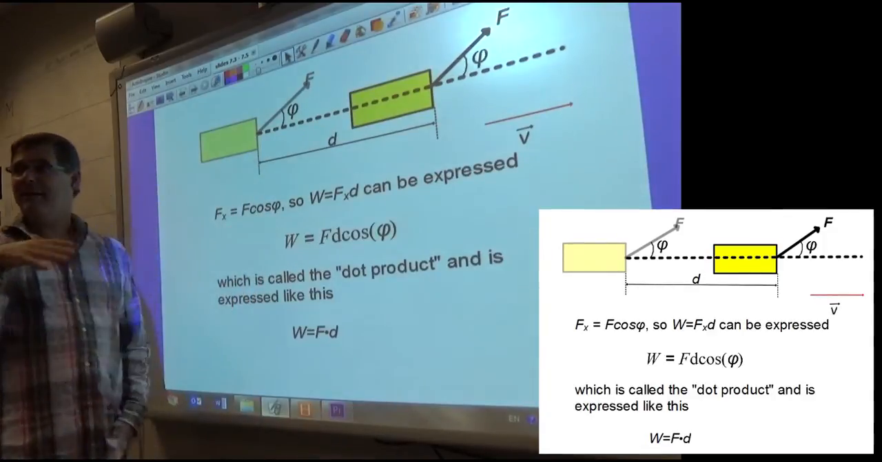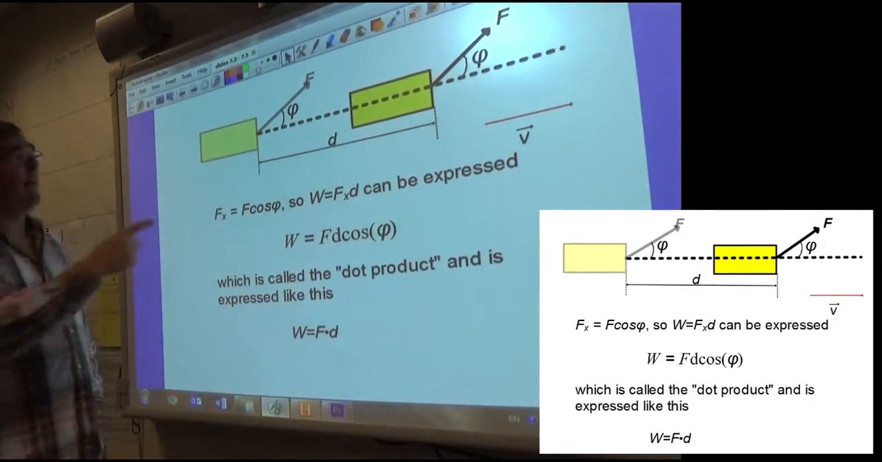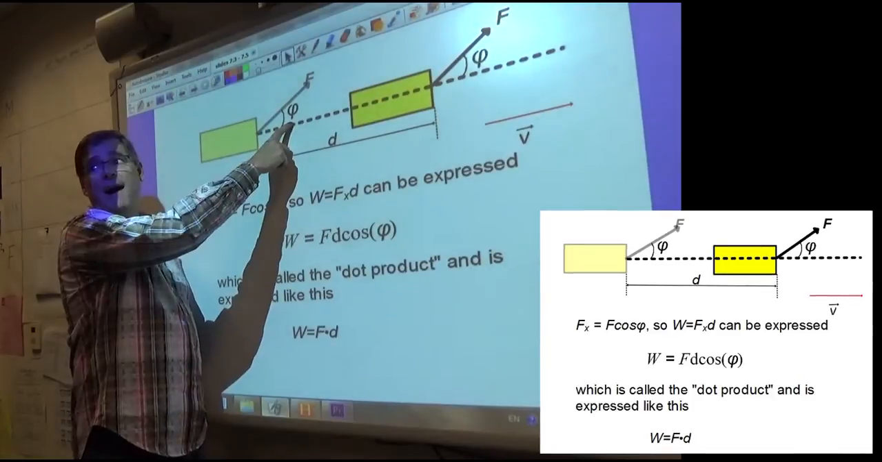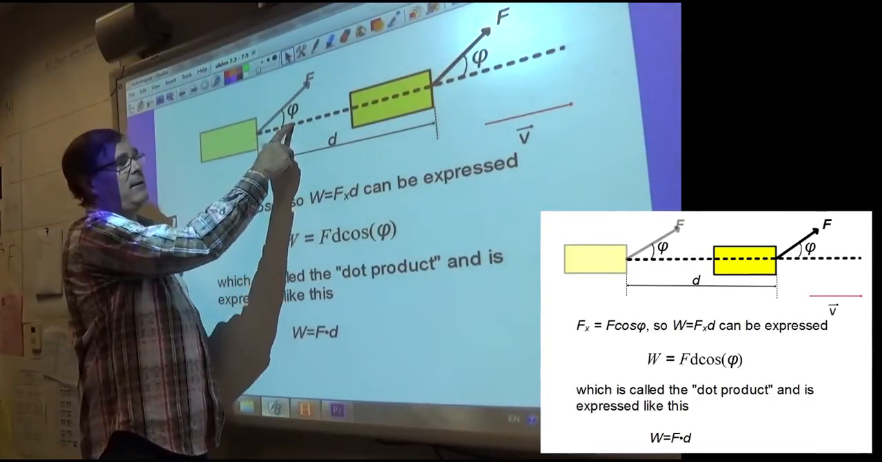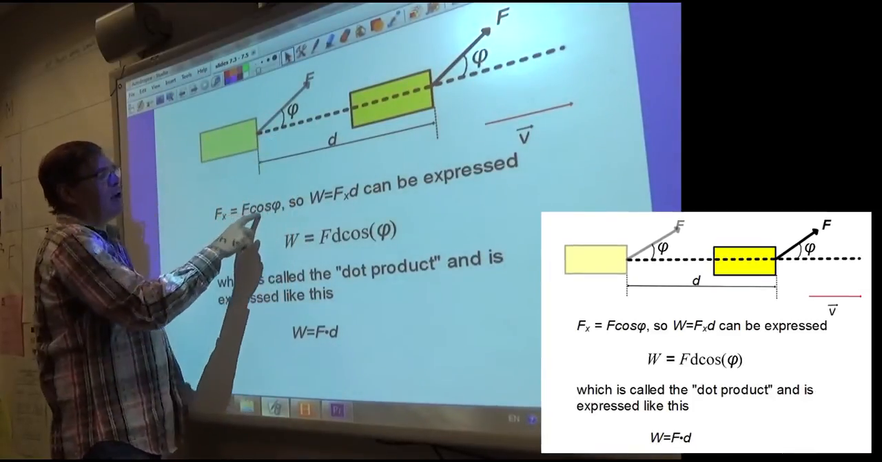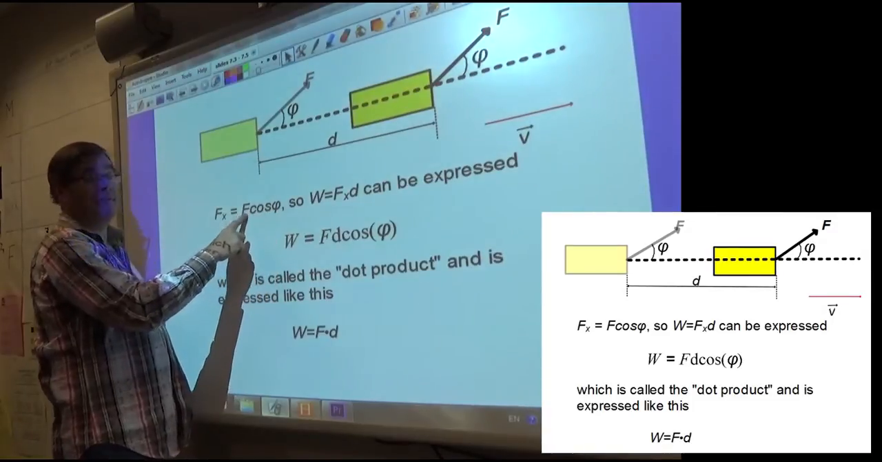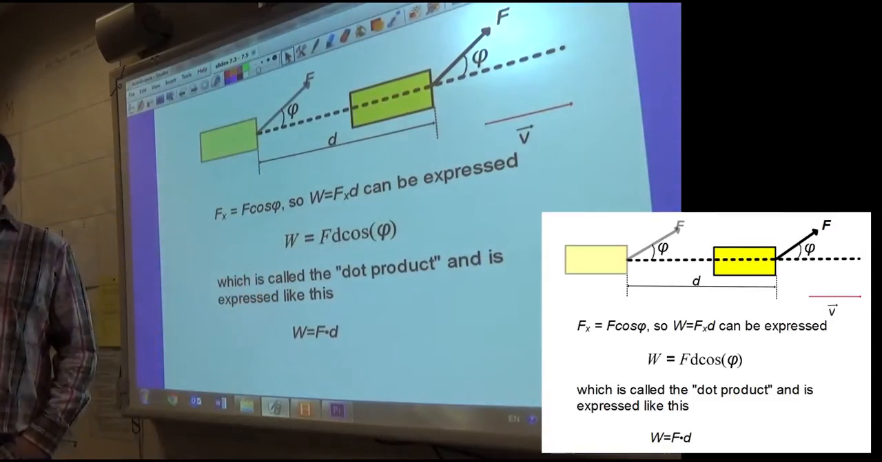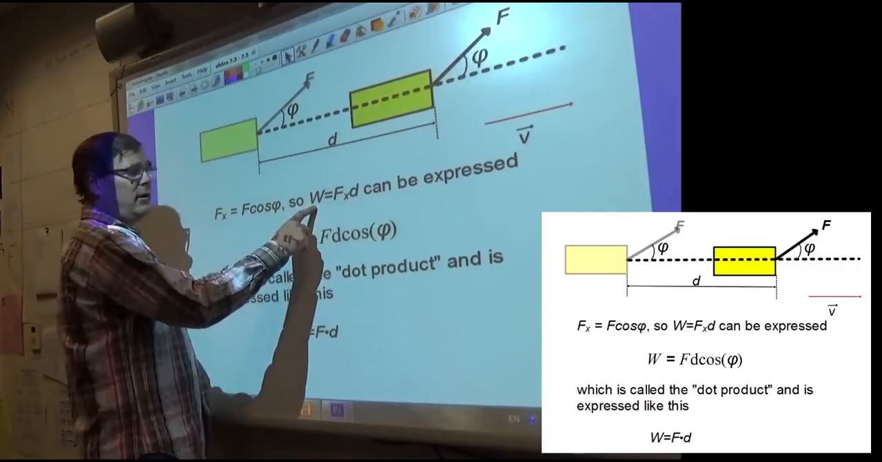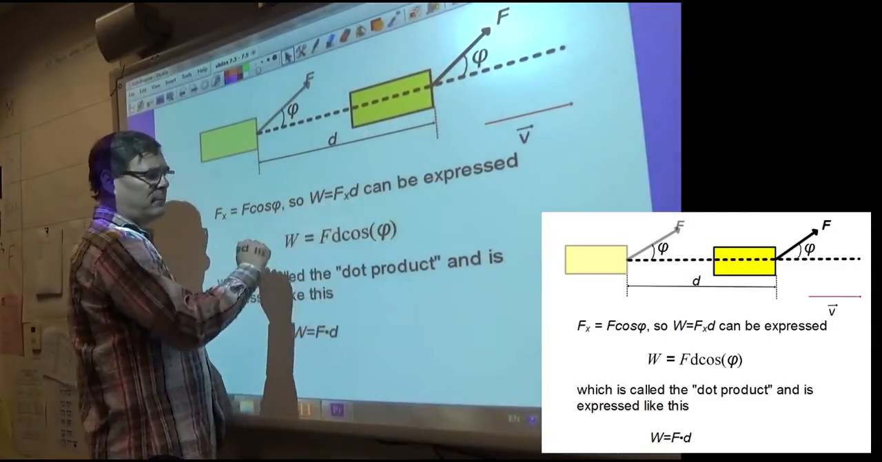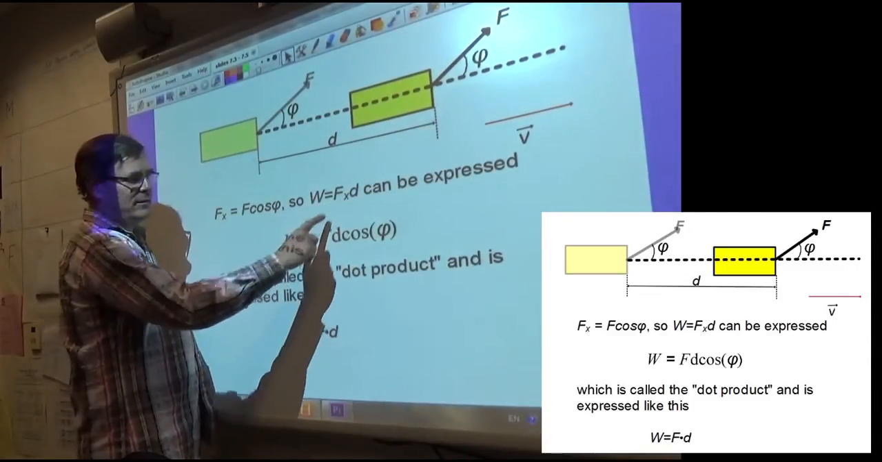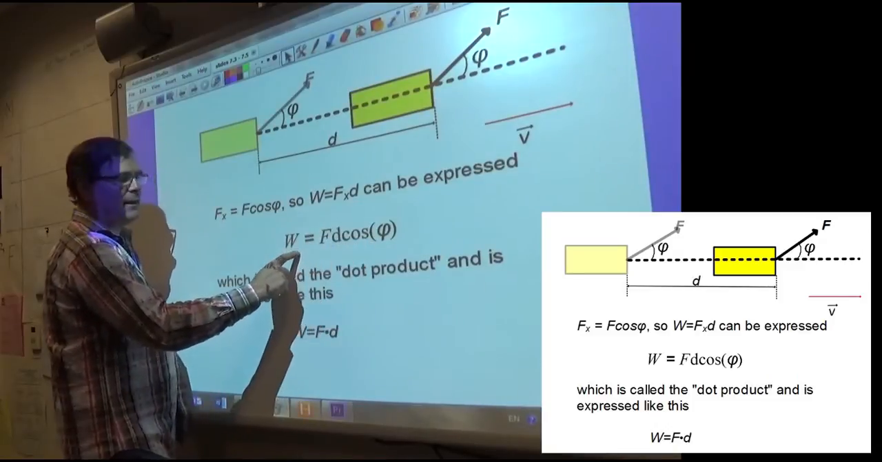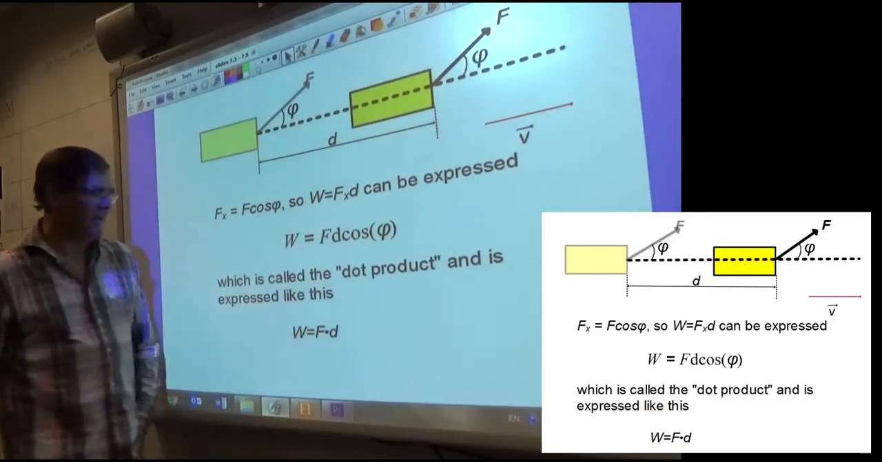And we know that using this diagram and being consistent with what the book is using, they use the Greek letter phi instead of theta for the angle. That's fine. So cosine of phi times F is the X component of the force. So then the work is the X component of the force times the displacement. We can rewrite that, since Fx is F cosine phi, that the work is Fd cosine phi.